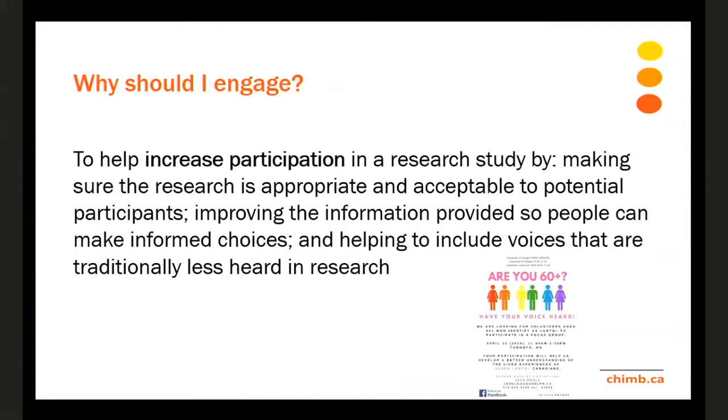And again, the part that we were talking about before around the clinical trials is increasing the reach of the research study by making all of these types of materials more accessible, understandable, and that voices traditionally less heard are included in these materials as well.